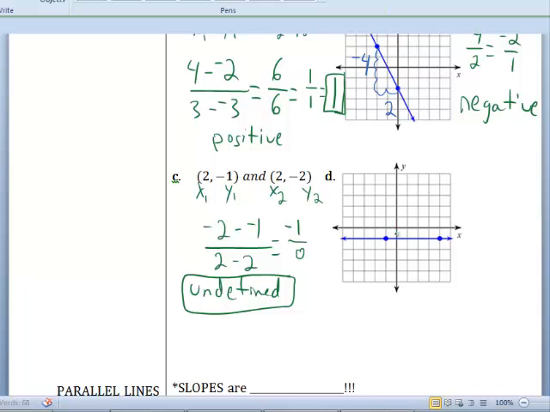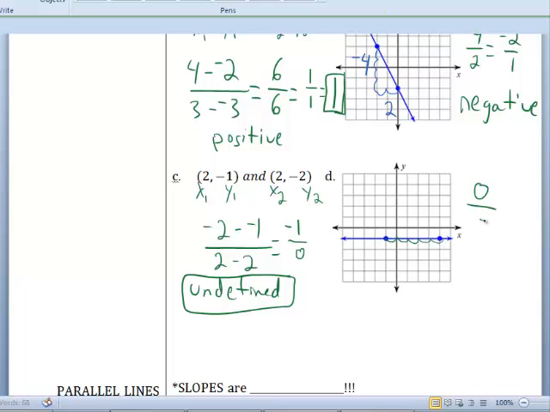Look at example D. You'll notice quickly it's a horizontal line. All right, and on my graph, I can count it, rise over run. Well, I don't rise at all. From left to right, I stay the same. So my rise is 0, and then my run is to the right, 1, 2, 3, 4, 5.